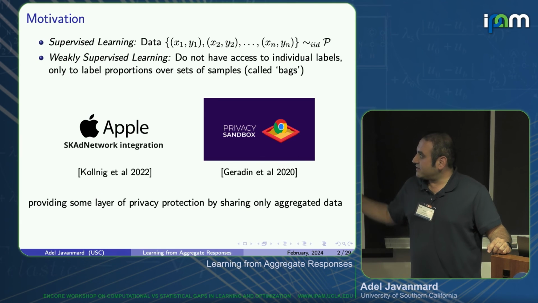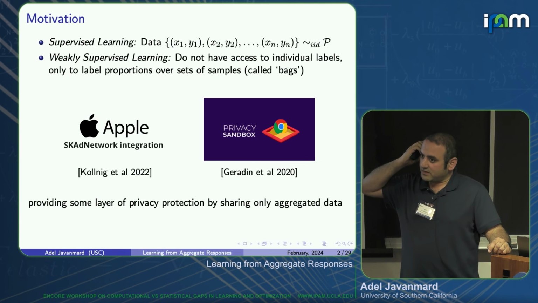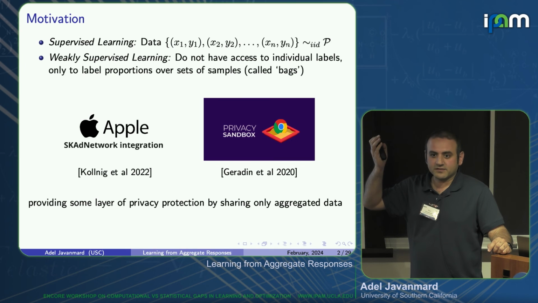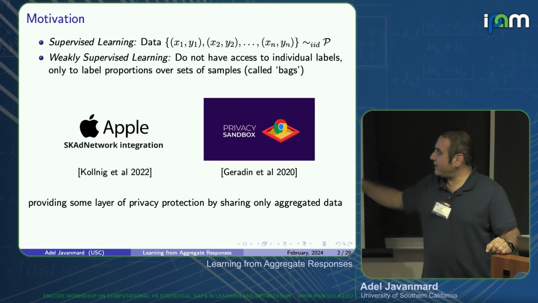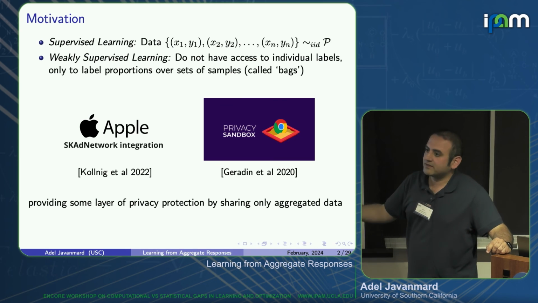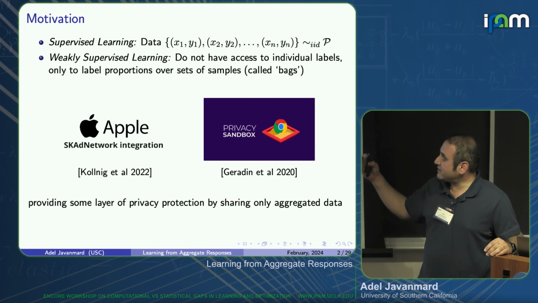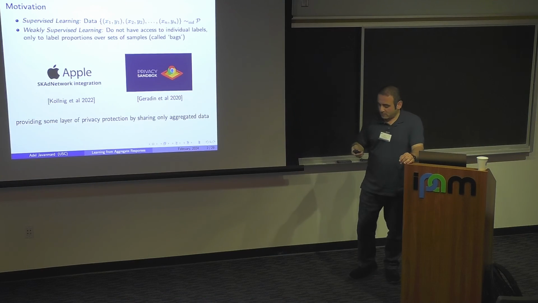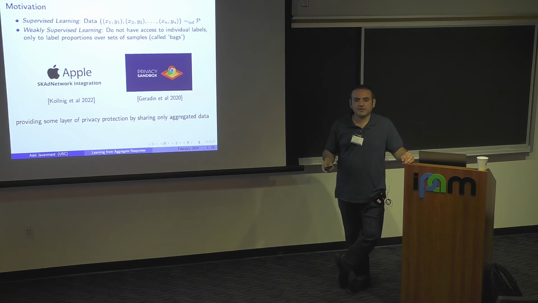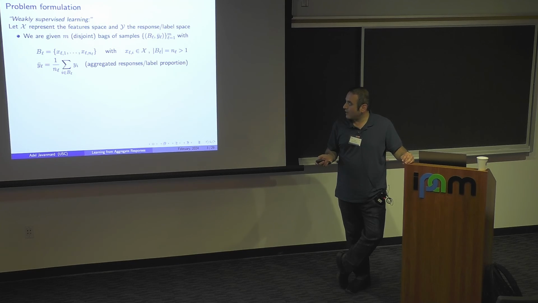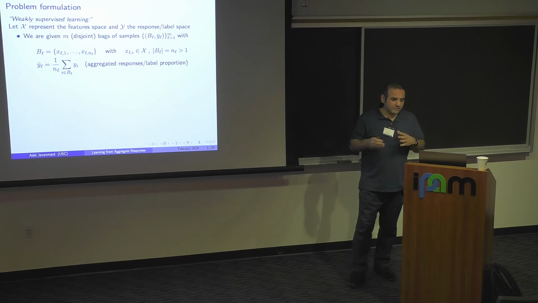And I would say that recently there has been a resurgence in this area, mainly because of privacy concerns. Some of the big tech companies are using aggregation as a way to provide some layer of privacy protection. Examples are Apple's SKAdNetwork library and also the Google Privacy Sandbox. And this is the way that I got involved in this framework and trying to understand what's happening in this area. Okay, so what's the problem formulation?